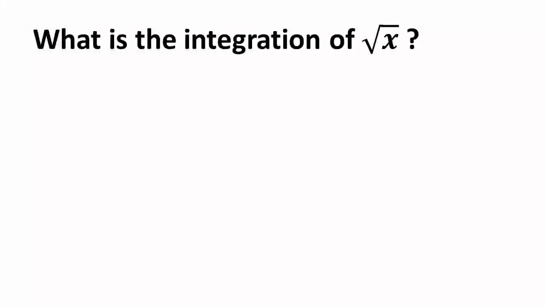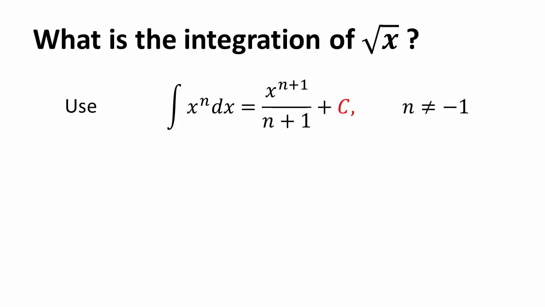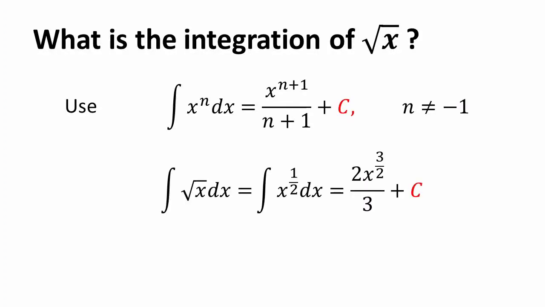What is the integration of square root x? By using the power rule, integration of x power n dx is equal to x power n plus 1 divided by n plus 1 plus c, where n is not equal to minus 1. Similarly, integration of square root x dx, the power of square root is 1 by 2. So by using this power rule, we get the result 2x power 3 by 2 divided by 3 plus c.